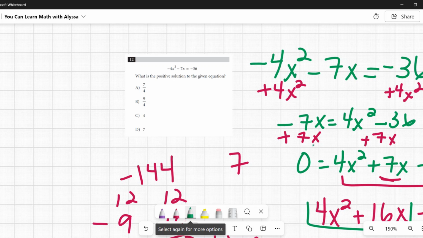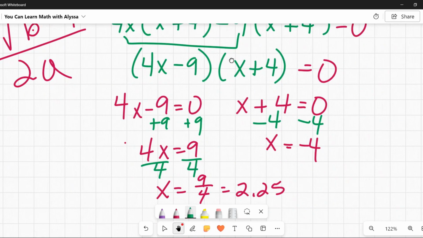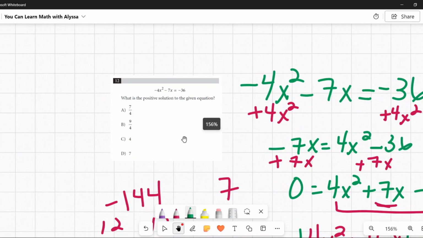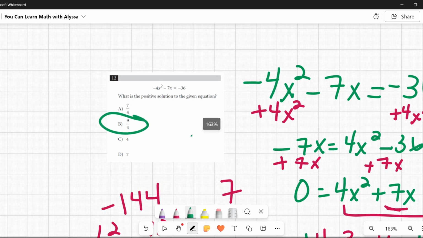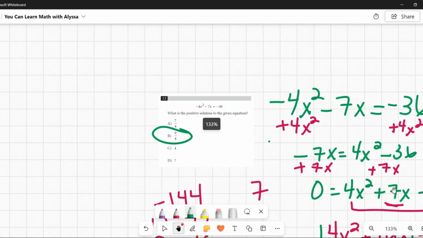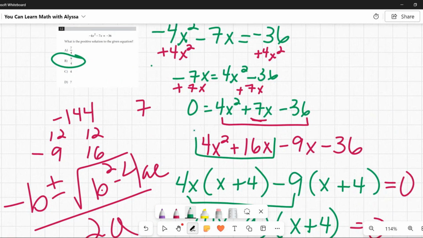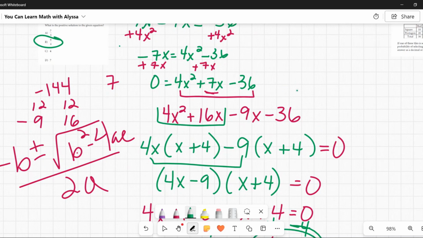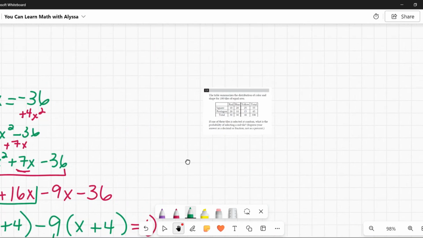But we have our two options, and we said our two answers were 9/4 or 2.25 and -4. They wanted the positive solution, so that is going to be right there, the 9/4, B. I think it's helpful to know how to do the factoring, because there are some problems where you have to do it. And like the quadratic formula, absolutely, there are problems where you need the quadratic formula. Ones like this, graph it.